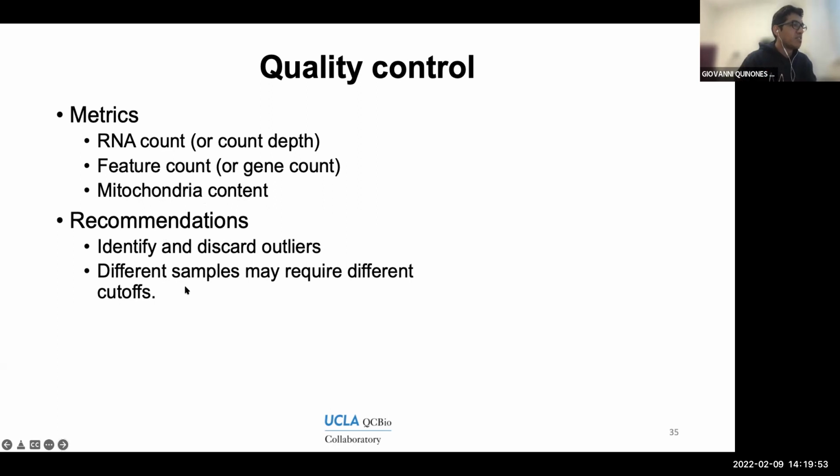A very important side note is that different samples may require different cutoffs. If for sample one we decide that 5,000 genes is too many, then that number may not necessarily be a good number for sample number two. Like I mentioned, this is very data driven, and you need to look at the distribution in order to come up with those cutoffs.